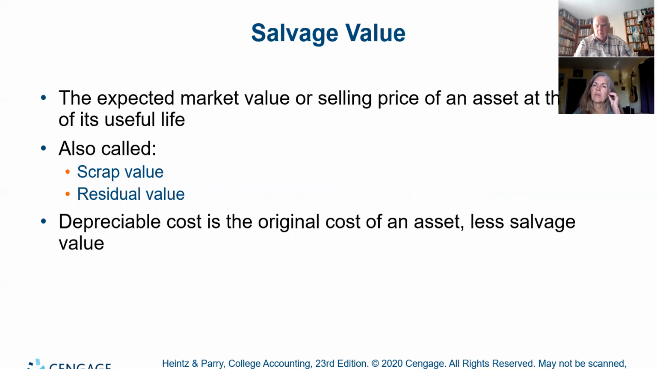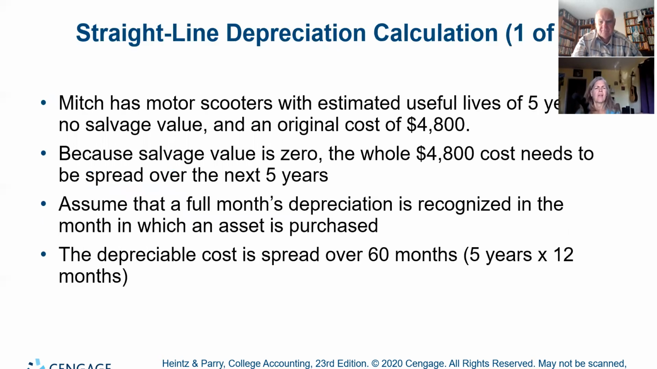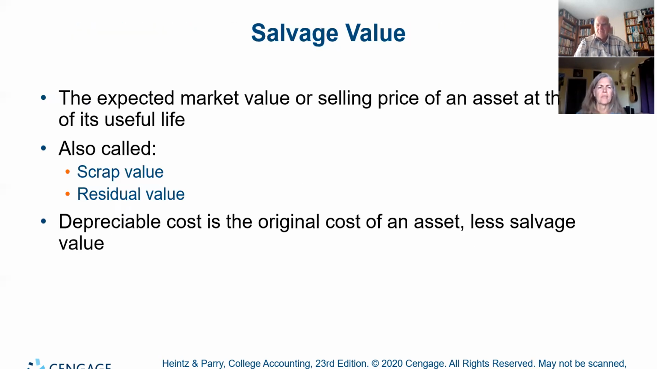And we'll get into that more in a bit. The depreciable cost is the original cost of the asset less salvage value. So you paid $95,000 for this nice car for your salesperson. If the salvage value is 5,000, you only depreciate the 90, is what we're trying to say, okay? Say that again. You bought an asset for, say, $95,000.